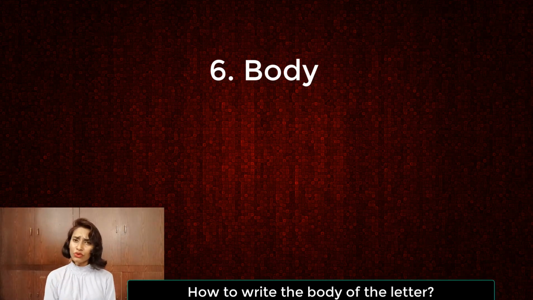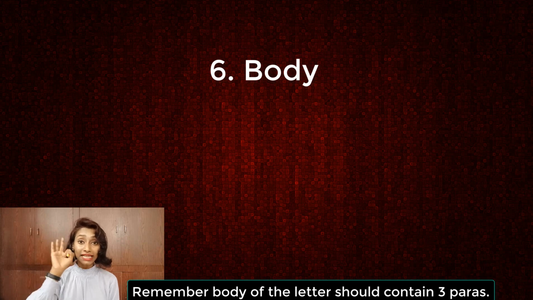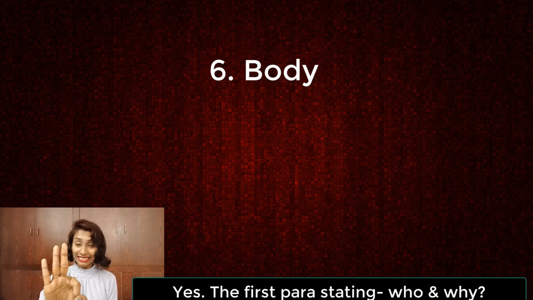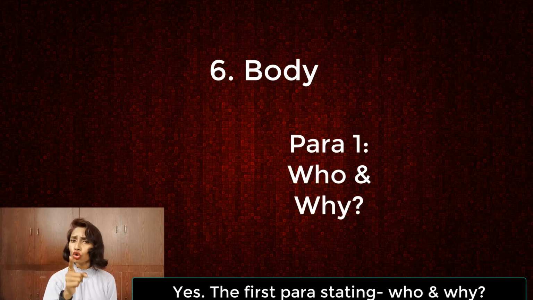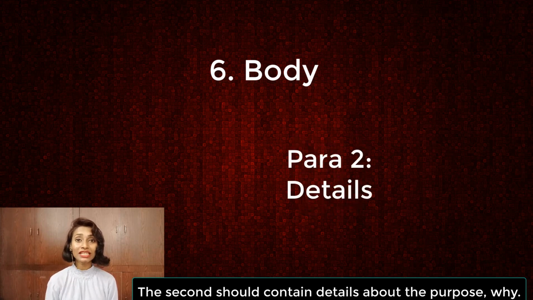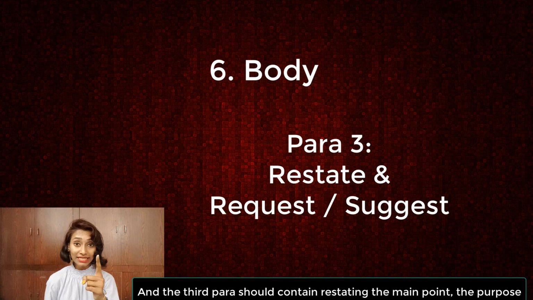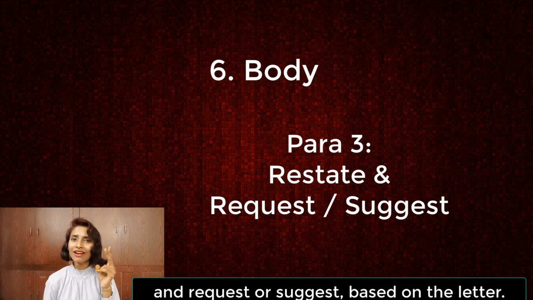Step 6. Body. How to write the body of the letter? Remember, body of the letter should contain 3 paras. Yes. The first para stating who and why. Who are you and why are you writing this letter? The second should contain details about the purpose, why. And the third para should contain restating the main point, the purpose, and a request or suggestion based on the letter.